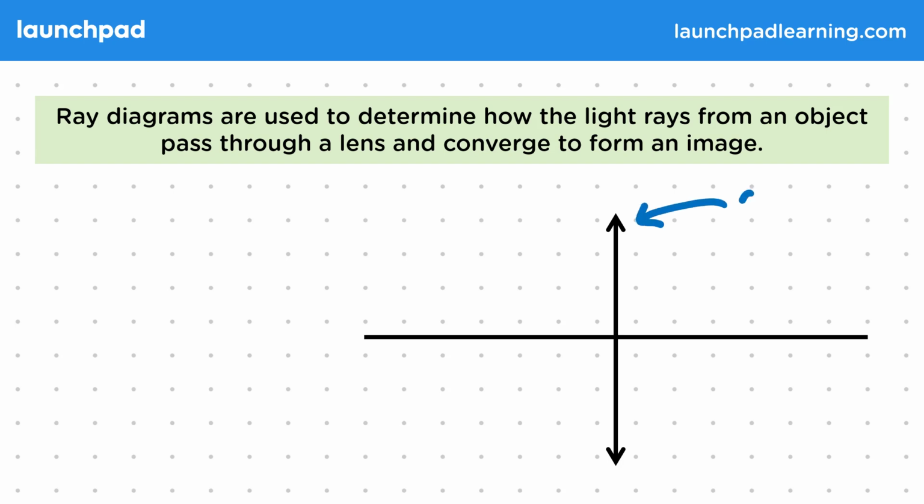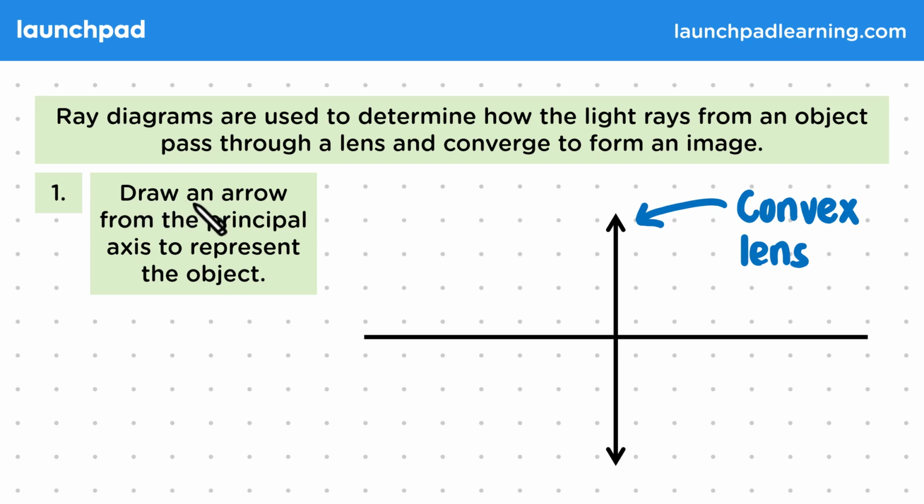Here we've replaced the convex lens with this symbol, which will make drawing the rays easier. You'll need to be able to recognise what type of lens this symbol represents. Remember that the arrowheads resemble how the convex lens curves outwards at the top and bottom. Let's now go through how we draw a ray diagram step by step.